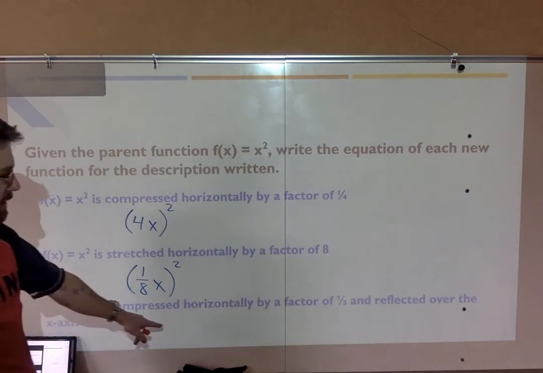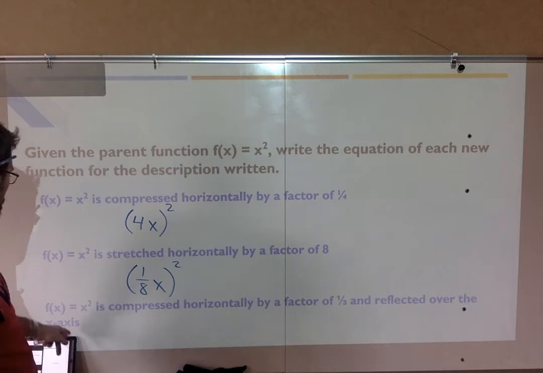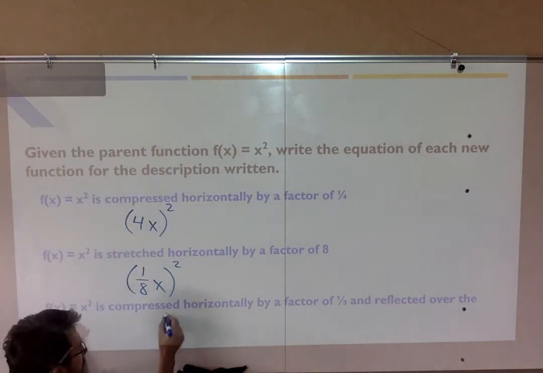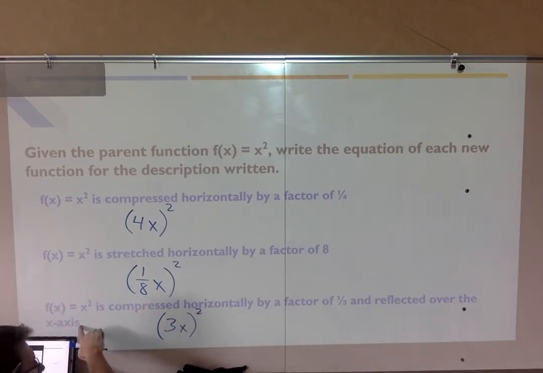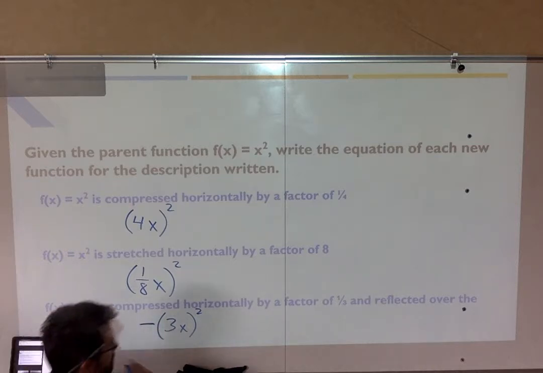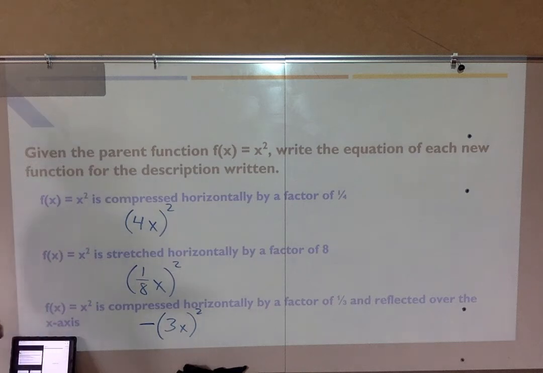Compressed horizontally by a factor of 1/3 and reflected over the x-axis. So compressing horizontally by a factor of 1/3, that is multiplying by the reciprocal on the inside of the parenthesis. Reflecting over the x-axis was a vertical, and so that is a minus on the outside of the parentheses.